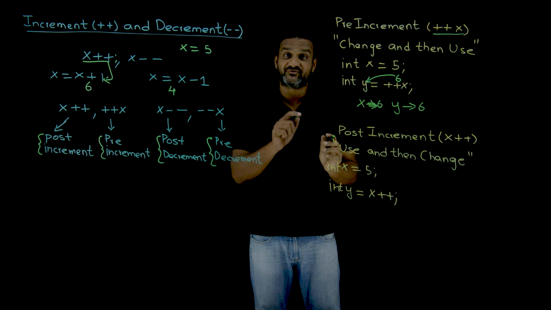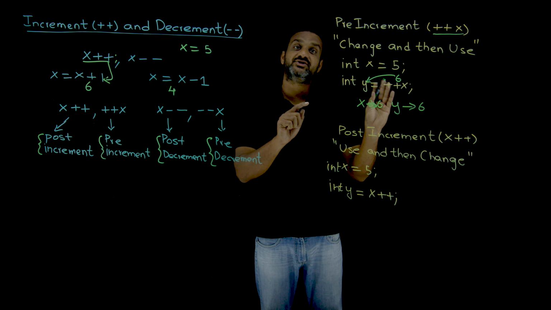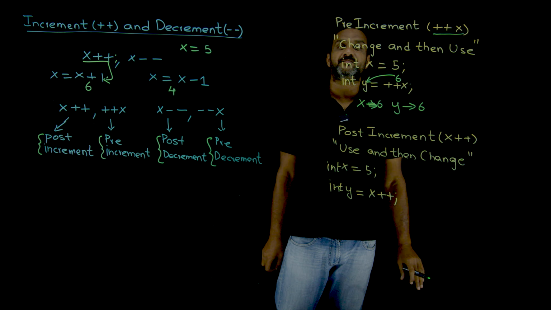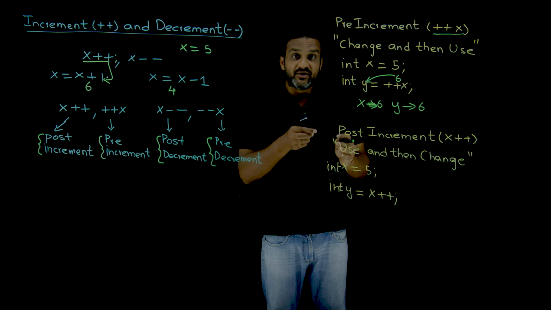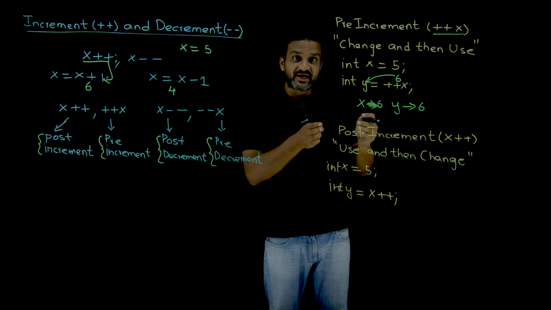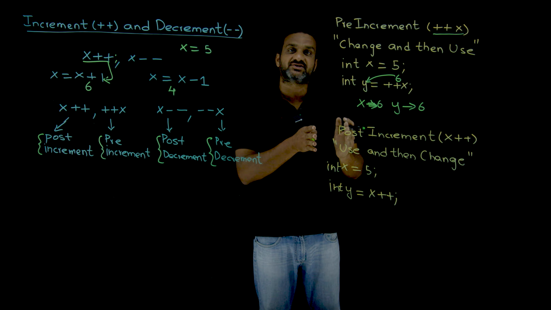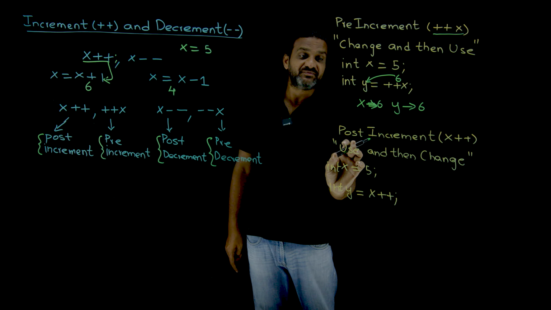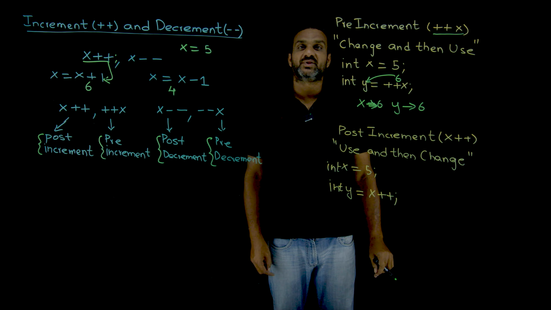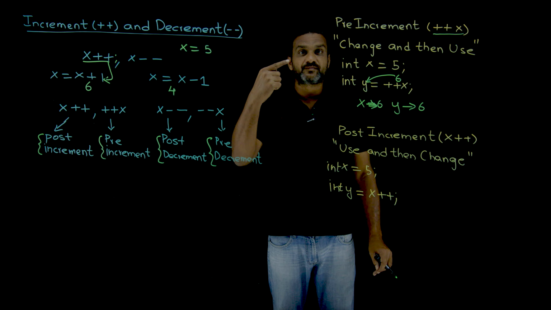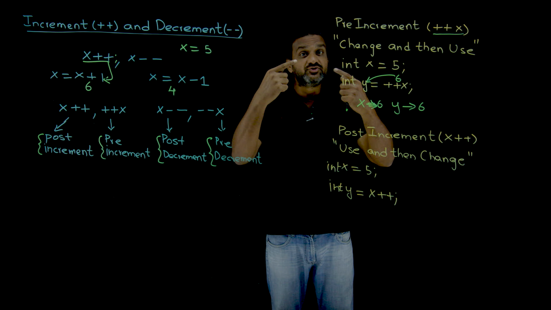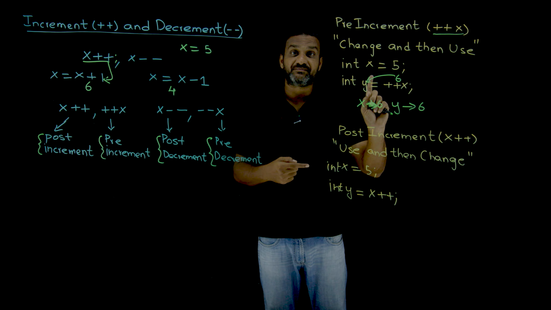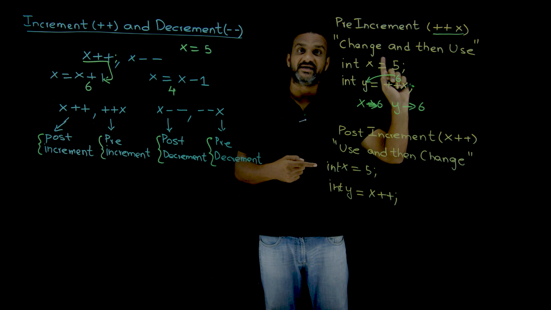So try to understand this. First change the value and then use it. You will get complete clarity after understanding post-increment. Post-increment is when the increment operator is used after the value of x. Now what does that logically mean? Logically it means use and then change. First use the value, and after using the value, only then you change it. Try to grab this: first use it and then change it.